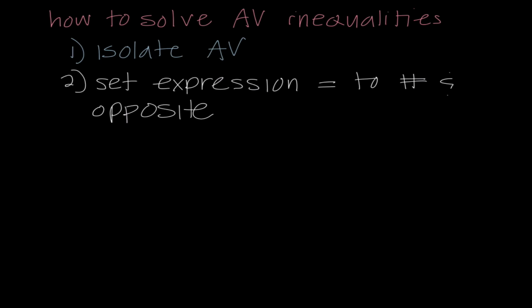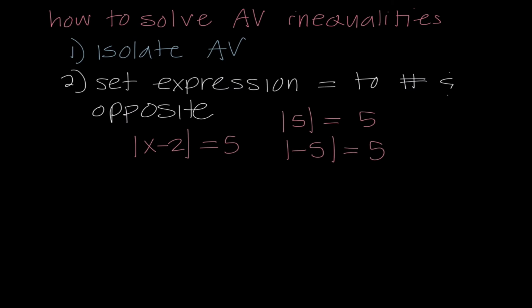The reason we do this is that if I had the absolute value of 5 and the absolute value of negative 5, both of those outputs become positive 5. So if I end up having something like the absolute value of x minus 2 equals 5, I need to set x minus 2 equal to 5 and equal to negative 5. That's the thought process on why we set the expression equal to the number and its opposite, and that makes more sense when we do some actual problems.